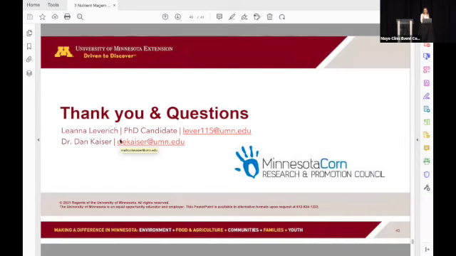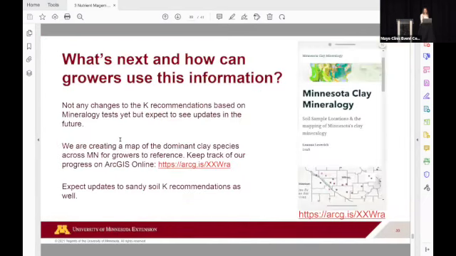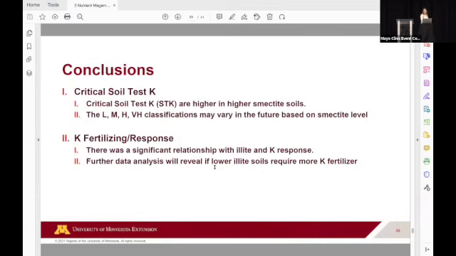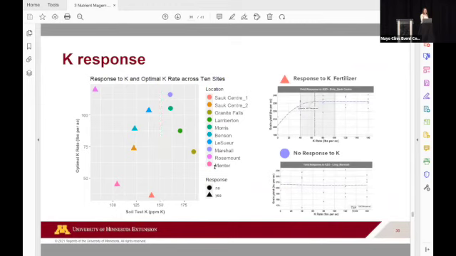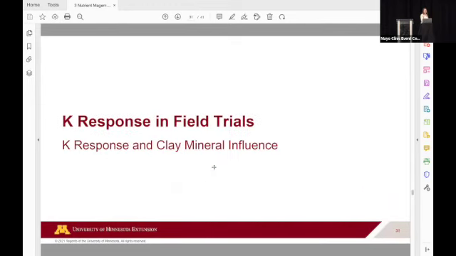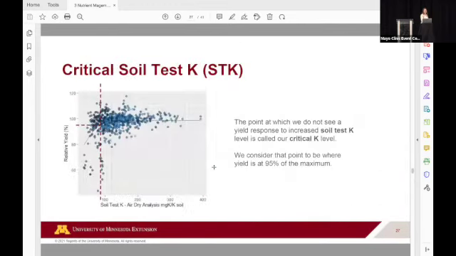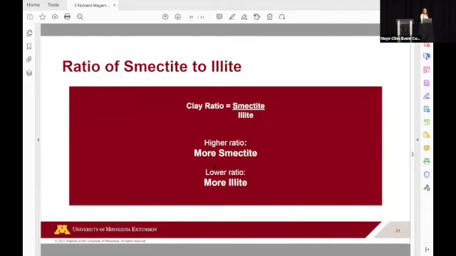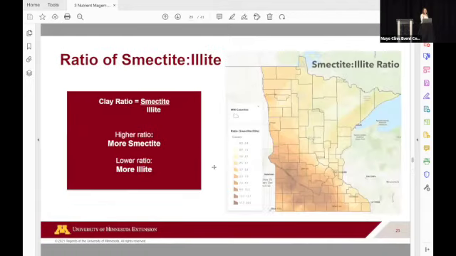Sure. And what I can do is, if you can jot down this web address here, that also gives you access to all the maps too. And which map were you interested in seeing? The ratio or the illite and smectite?